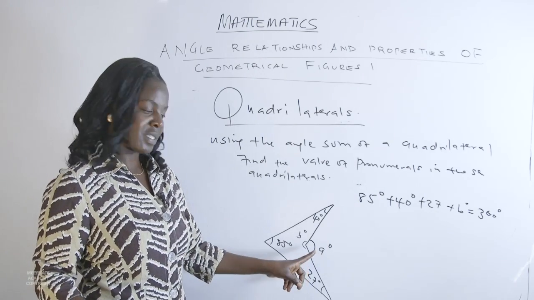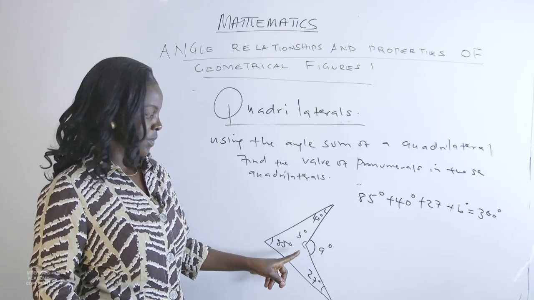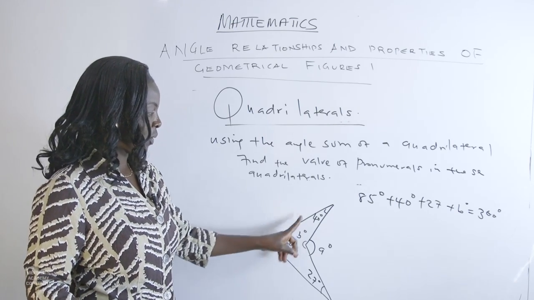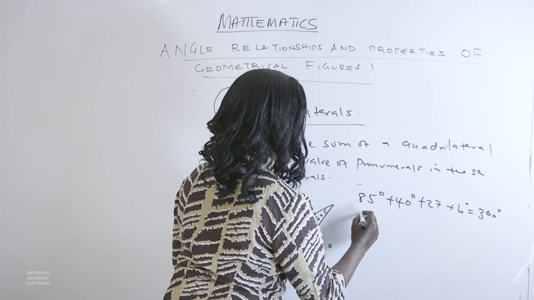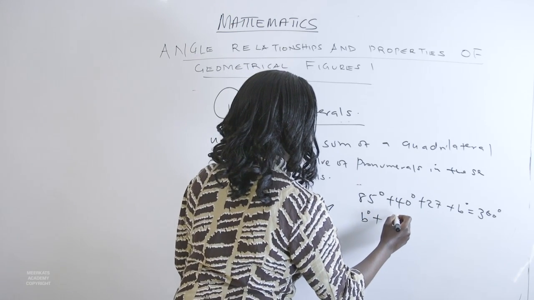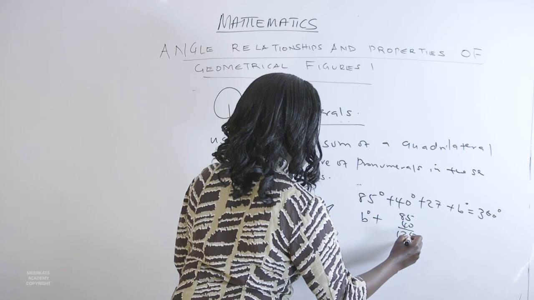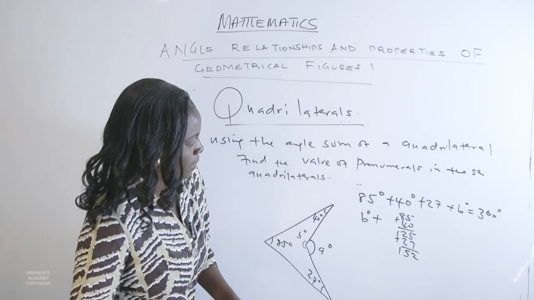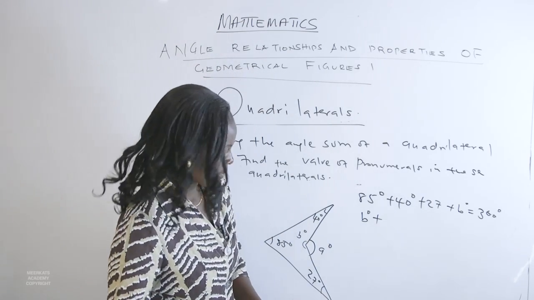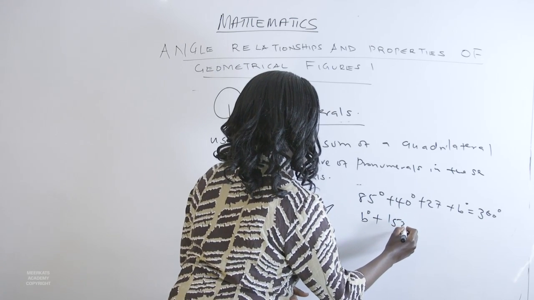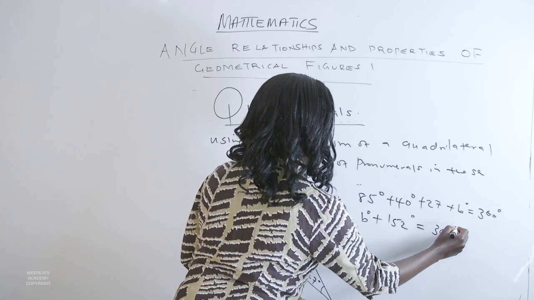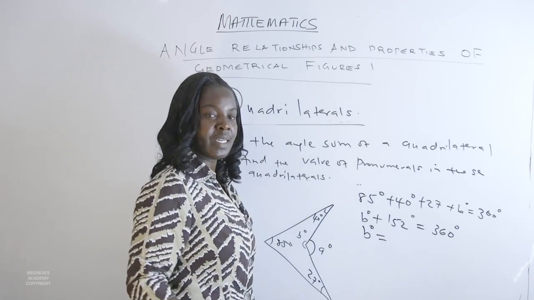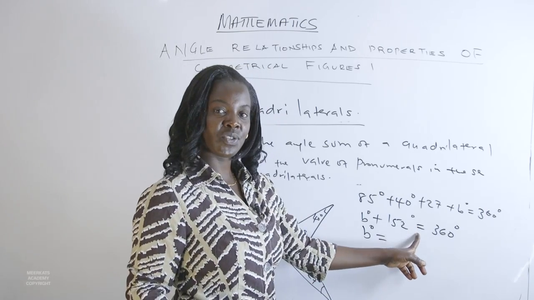So for us to be able to find A, we must find B. So let us call this angle B. Because B is one of the angles in the interior of the quadrilateral, all of them will add to 360. So let's add these. If we add the 3, we get 152. That will give us 360. So for us to get B, let us take 152 to the other side. In other words, subtract 152 from both sides.